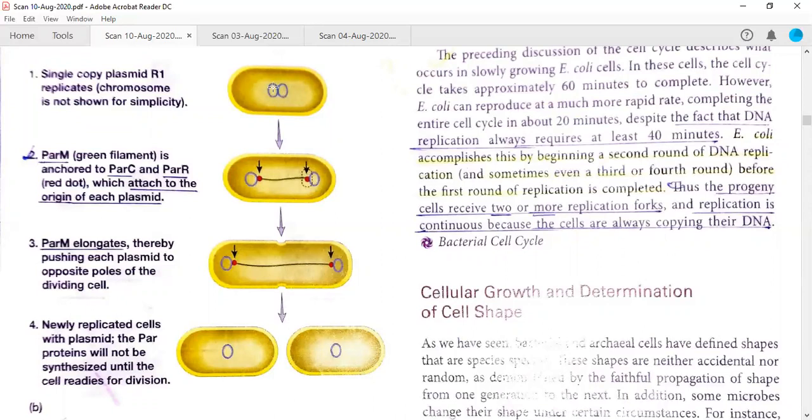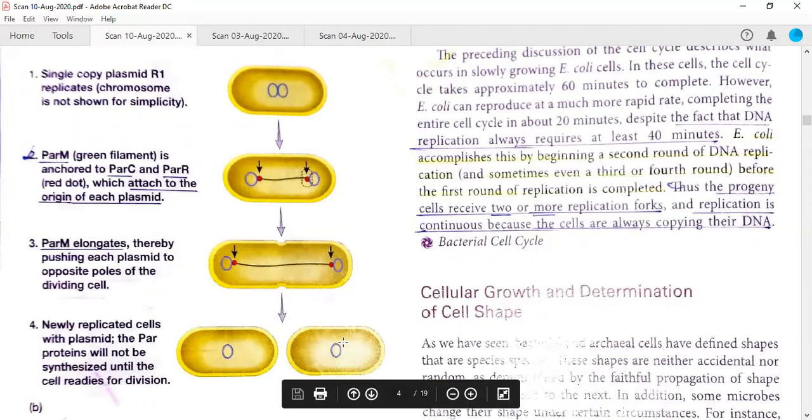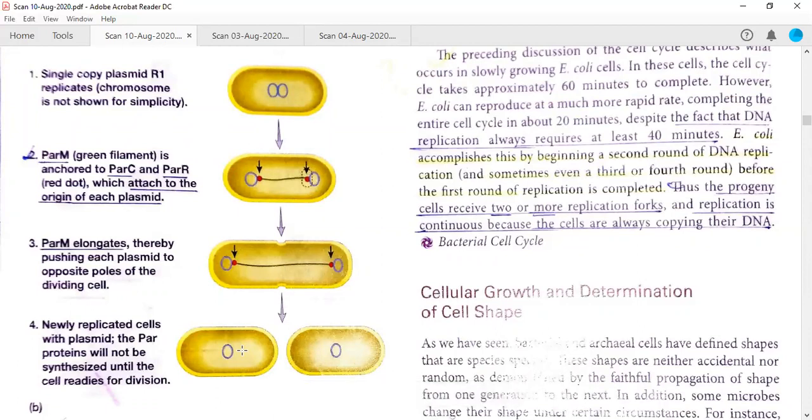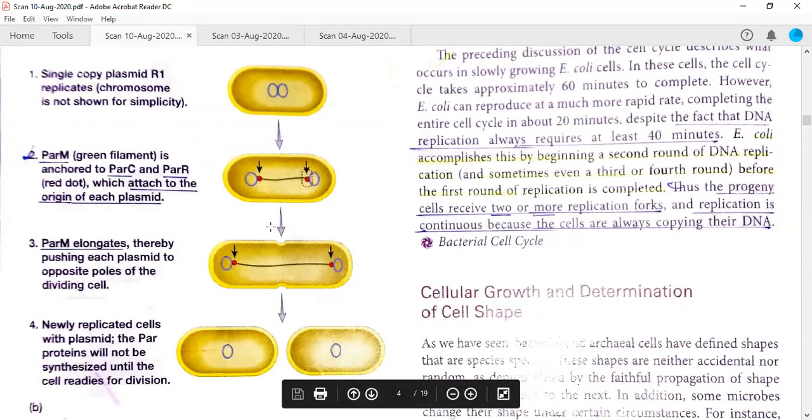First of all, the bacterial cell wants to give an equal number of plasmids to each daughter cell. Suppose there is only one plasmid and the bacterial cell divides, so either one cell will receive the plasmid and the other cell will not be able to receive the plasmid at all. It is a kind of partiality. So the bacterial cell wants to give equal numbers of plasmids to both daughter cells. So what can it do? First of all, it needs to divide so that an equal number of plasmids can be distributed to each daughter cell.